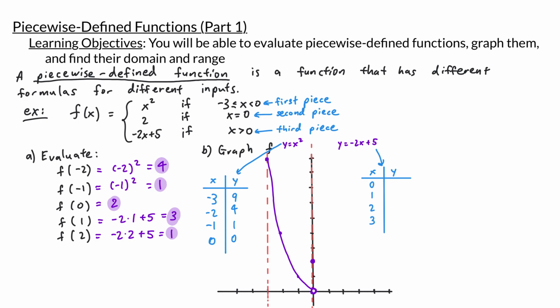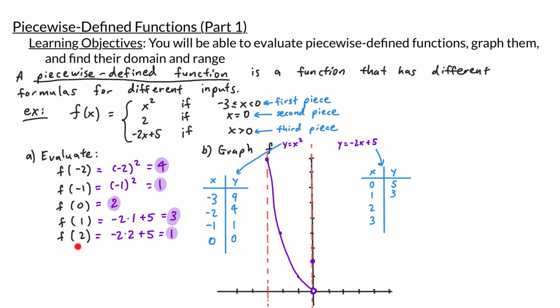So now let's use the formula y equals -2x plus 5 to help us compute the y values. If we plug in x equals 0, -2 times 0 plus 5 gives us 5. If we plug in 1, we've already computed this earlier, -2 times 1 plus 5 gives us 3.